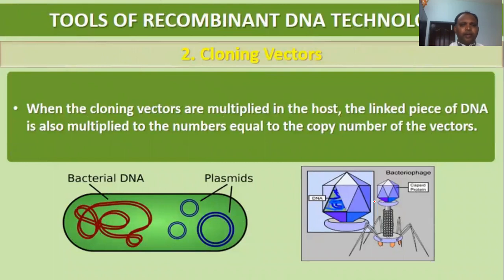And next you see, when the cloning vector is multiplied in the host, the linked piece of DNA is also multiplied to the same number. See, I transfer one rDNA molecule here. When this molecule multiplies within these cells, 1 becomes 2, 2 becomes 4, and whatever gene we inserted within this DNA also multiplies. The numbers also multiply, right?